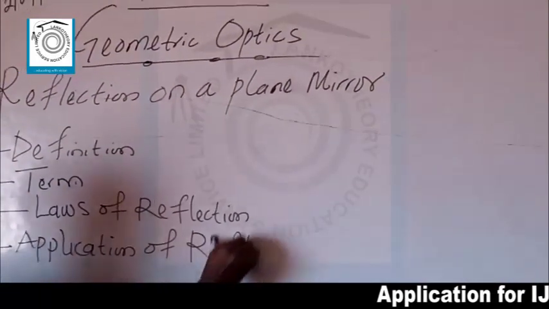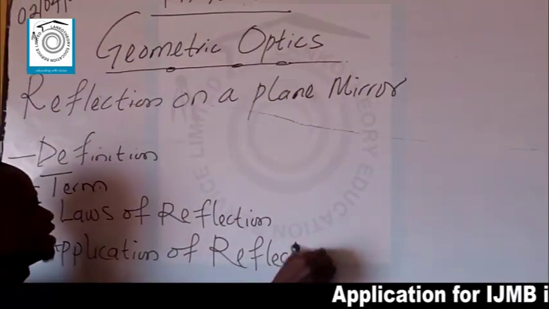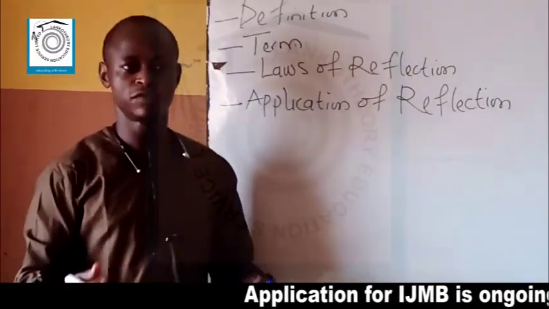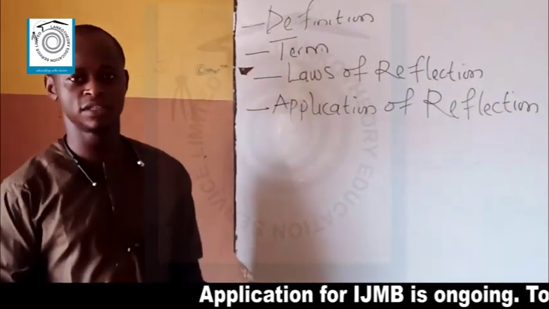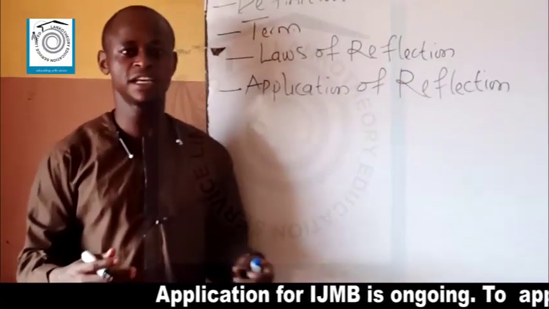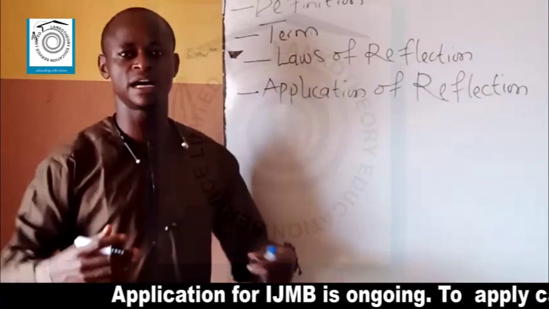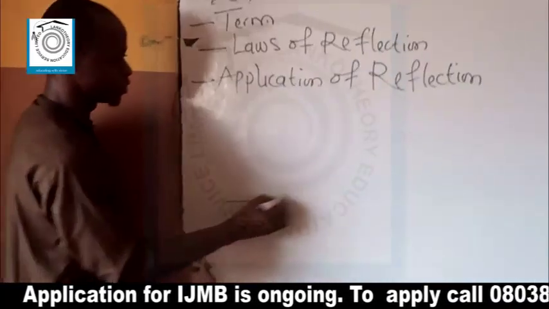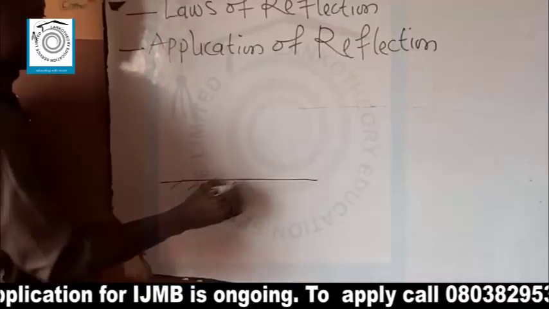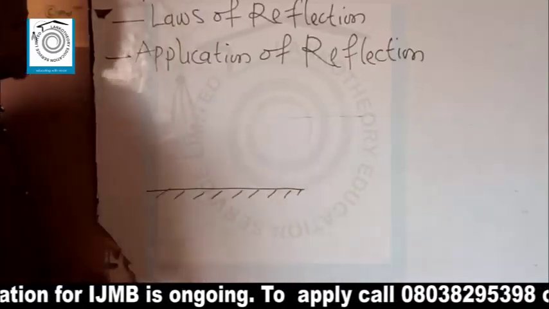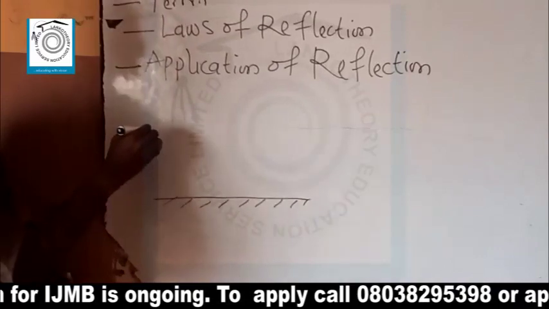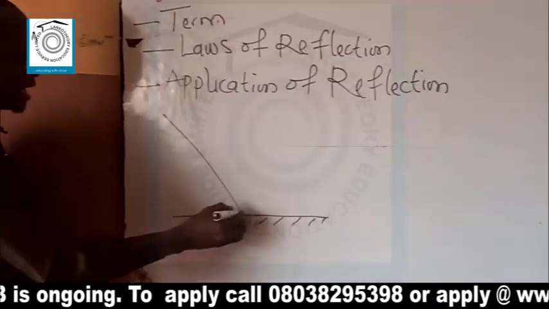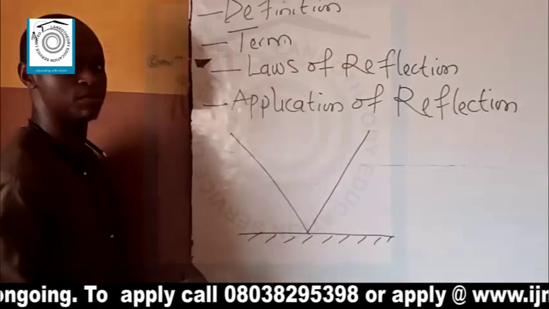What is reflection? Reflection can be defined as the ability of a wave to travel back after striking a surface. In other words, reflection is defined as the reversing back of a light ray. For example, suppose you have a plane mirror. The surface of the plane mirror is this, and a particular light is incident on the surface of this mirror. There will be a light that is going to reverse back to you in the same area.